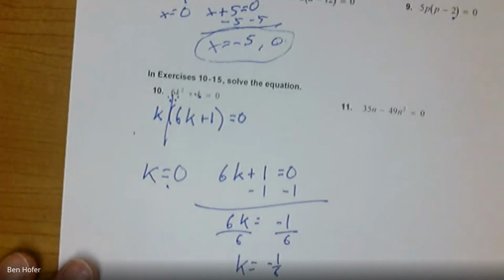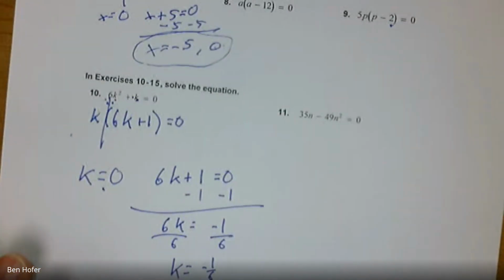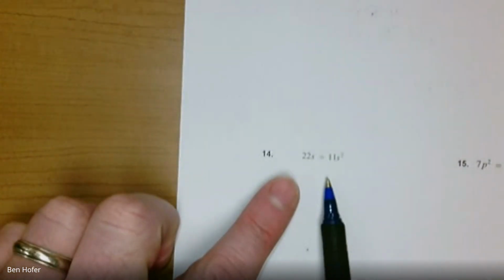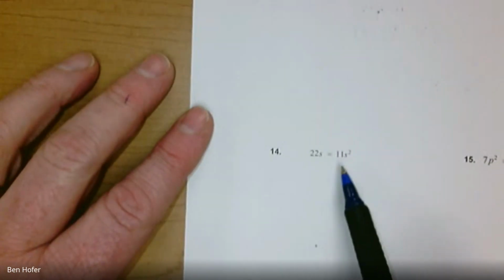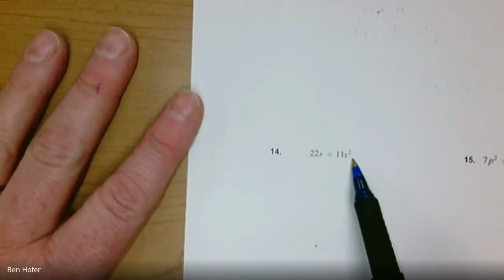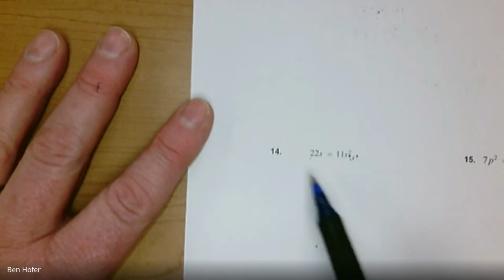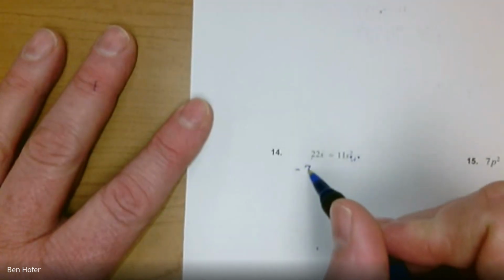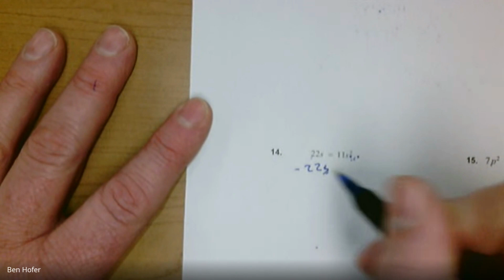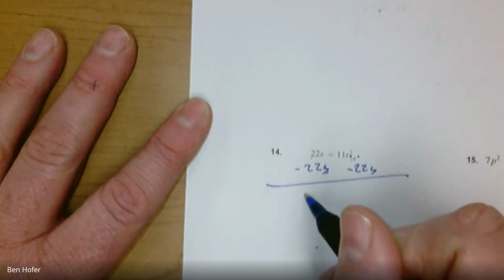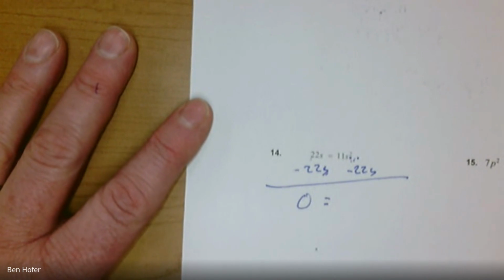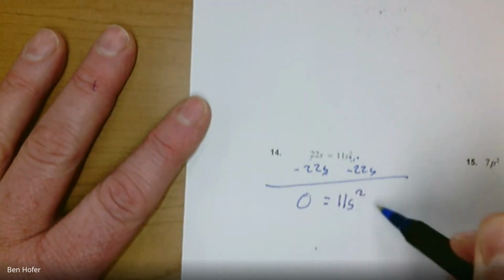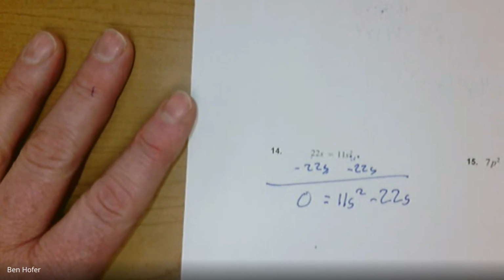Let me get that back on the screen for you there. And then let's flip to the back side. Let's look at number 14. We don't have it equal to 0. So I'm going to leave s squared on the right side, and I'm going to bring the 22s over. So I'm going to subtract 22s from both sides. That leaves me with 0 on the left side, and then I have 11s squared minus 22s on the right side.